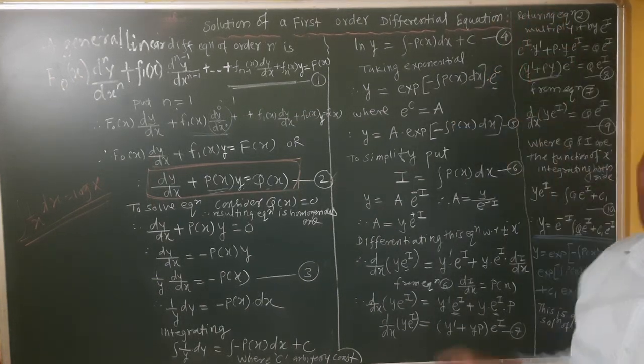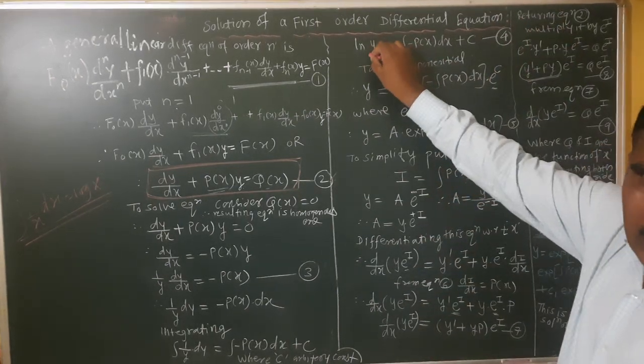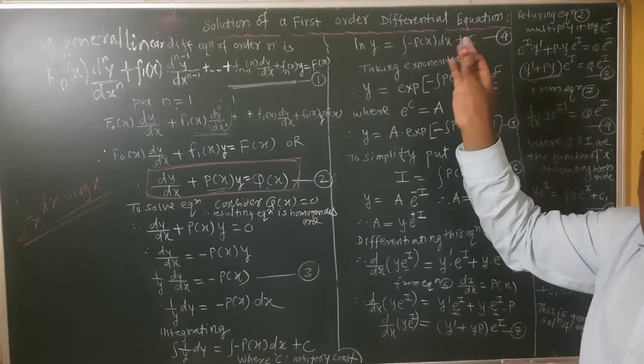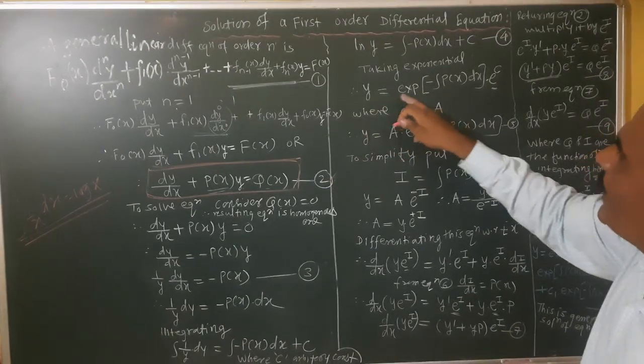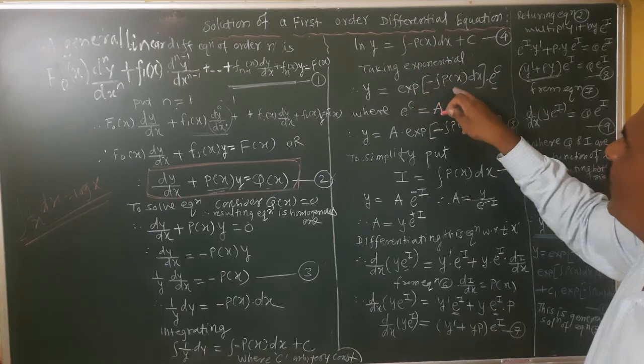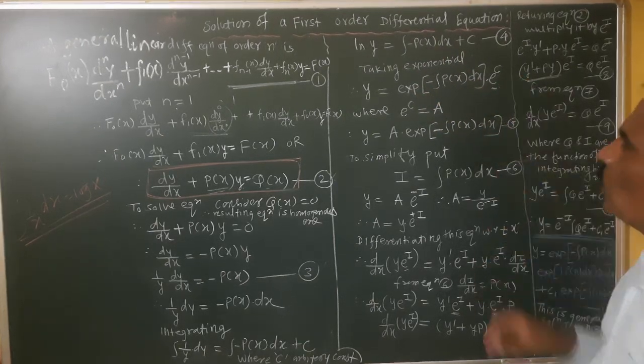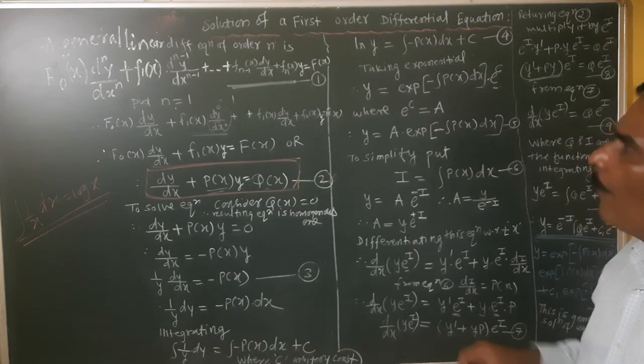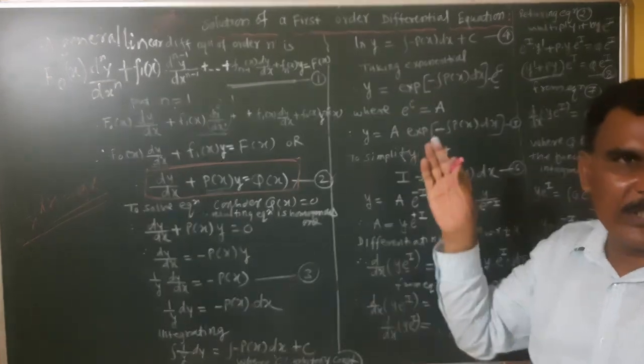Take the exponential on both sides, that is, the logarithm becomes expanded to the exponential, that is y is equal to exponential of minus p of x into dx, e raised to c. Understand? Because what we have to take here is the exponential.